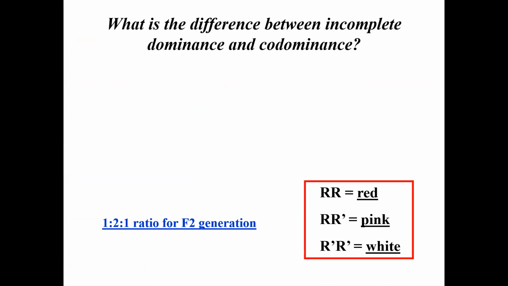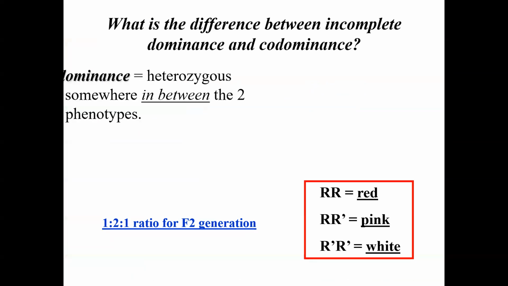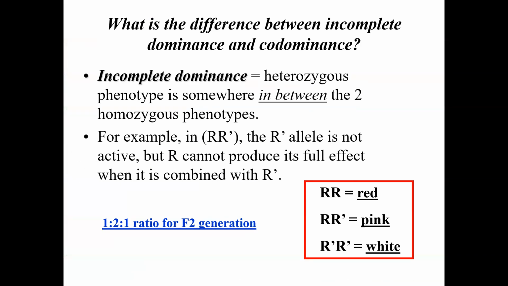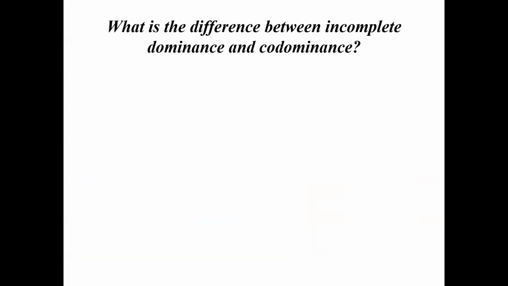So, incomplete dominance versus codominance. Remember, in incomplete dominance, you blend the two traits together to form a third trait. Red, white equals pink, right? In codominance, on the other hand, both traits have to show up. So red, white equals red and white patches, right?